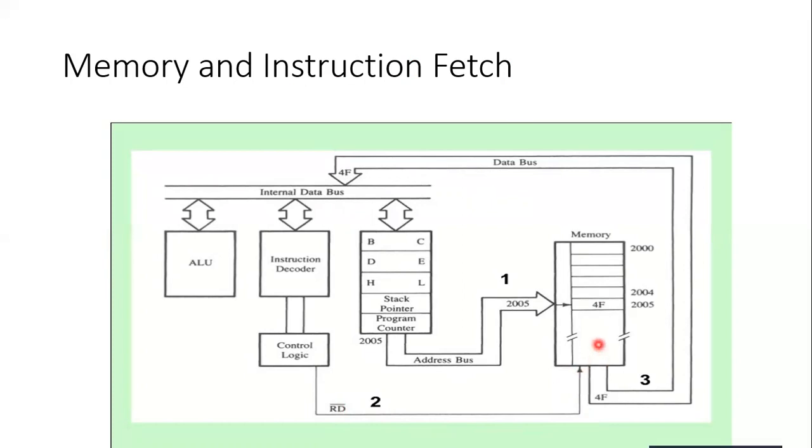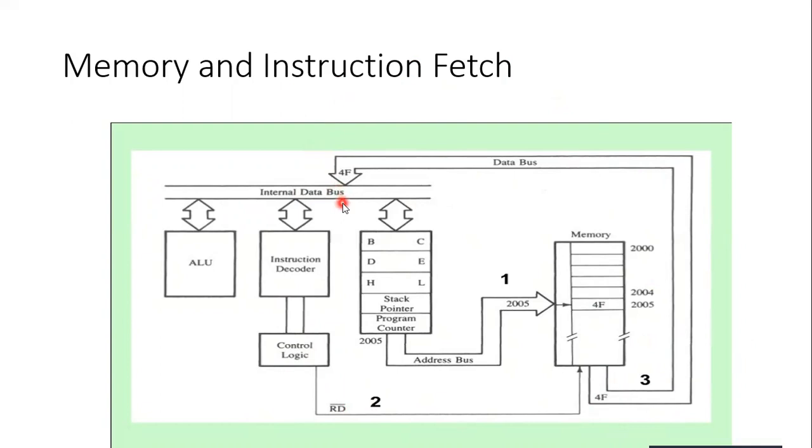Then in step 3, when this signal is low, what happened? The content, that is the 4F, is transmitted on the data bus to the internal bus. The data is now transmitted when this signal is low, issued by the control logic. Data transmission is here, step 3.